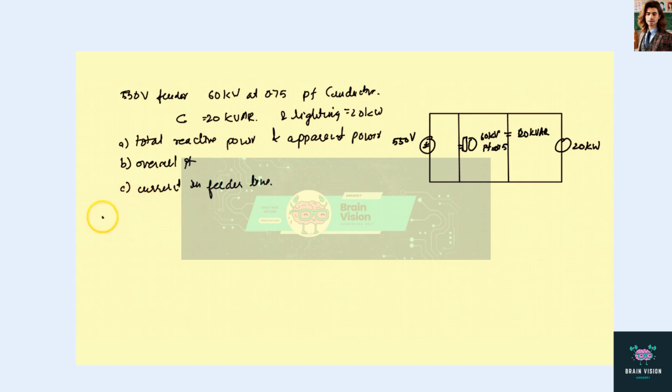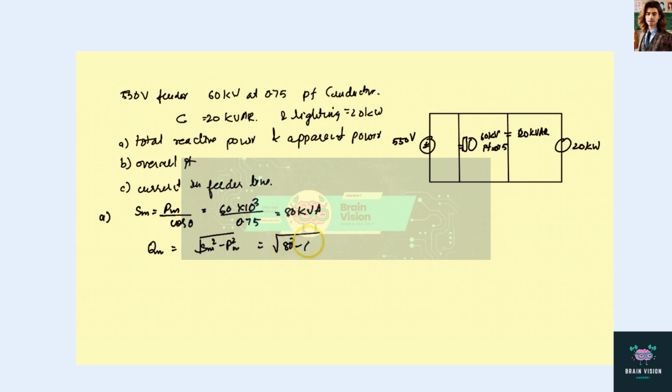Apparent power drawn by the motor, Sm is equal to Pm by cos theta. This is equal to 60 into 10 raised to the power 3 divided by 0.75, and the value is 80 kVA. Qm is equal to square root of Sm square minus P square. 80 square minus 60 square is 52.915 kVAR.